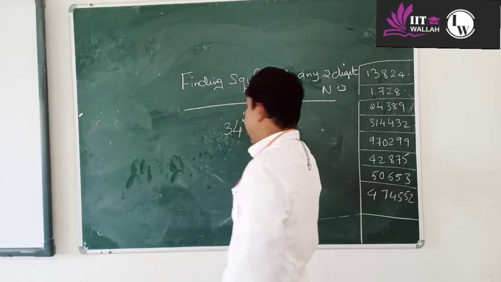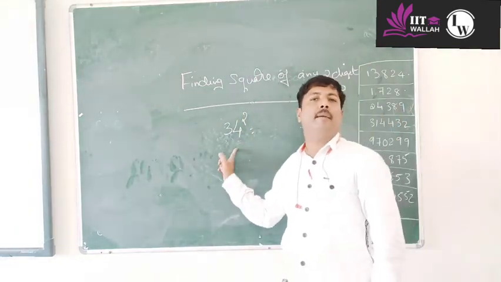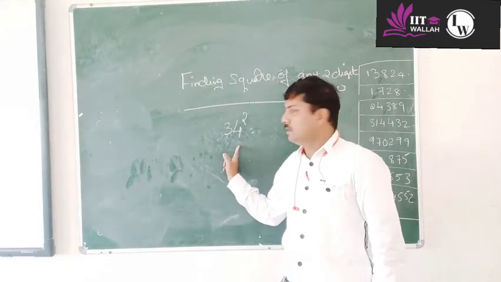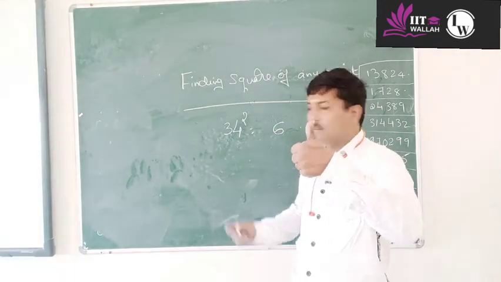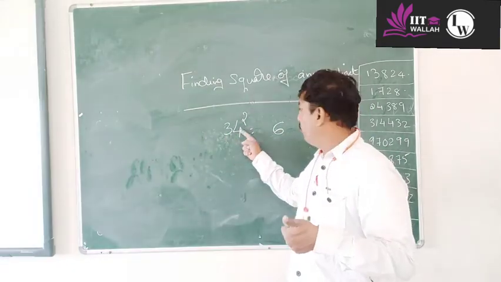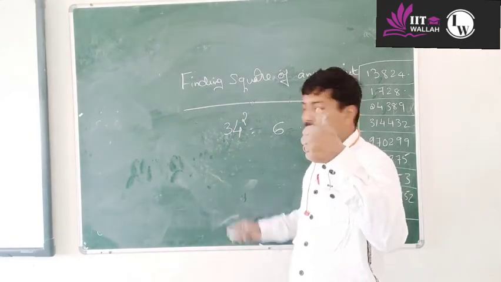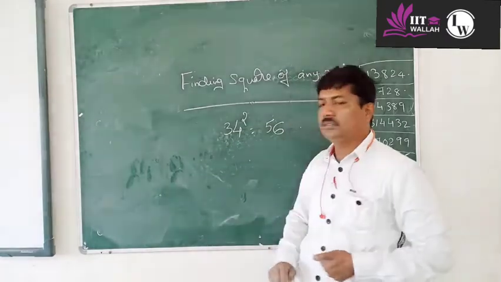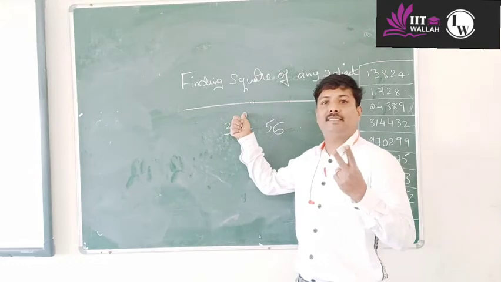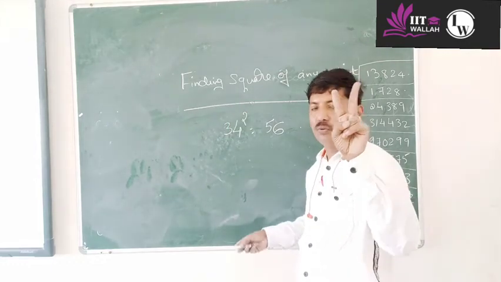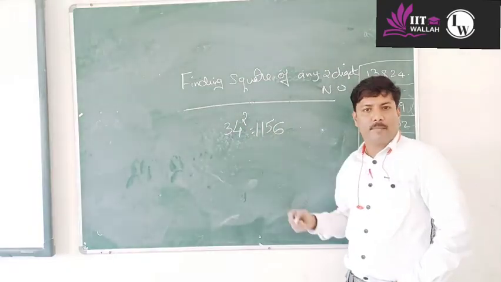Okay. So any number, how can we do? 34 square we need. This number is not ending with 5. So the previous method is not applicable here. Right? So 4 square is 16. 1 carried. And multiply this 3. 4 2s are 8. 8 3s are 24 plus 1, 25. Then 2 carried. The last step is 3 square is 9. 9 plus 2, 11. So 1156 is the square of this number.